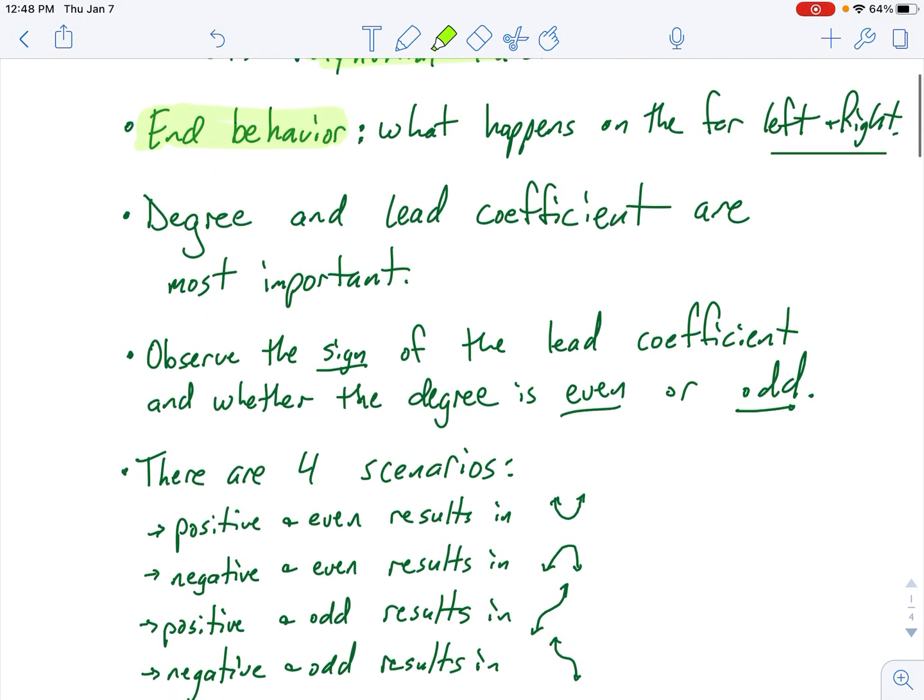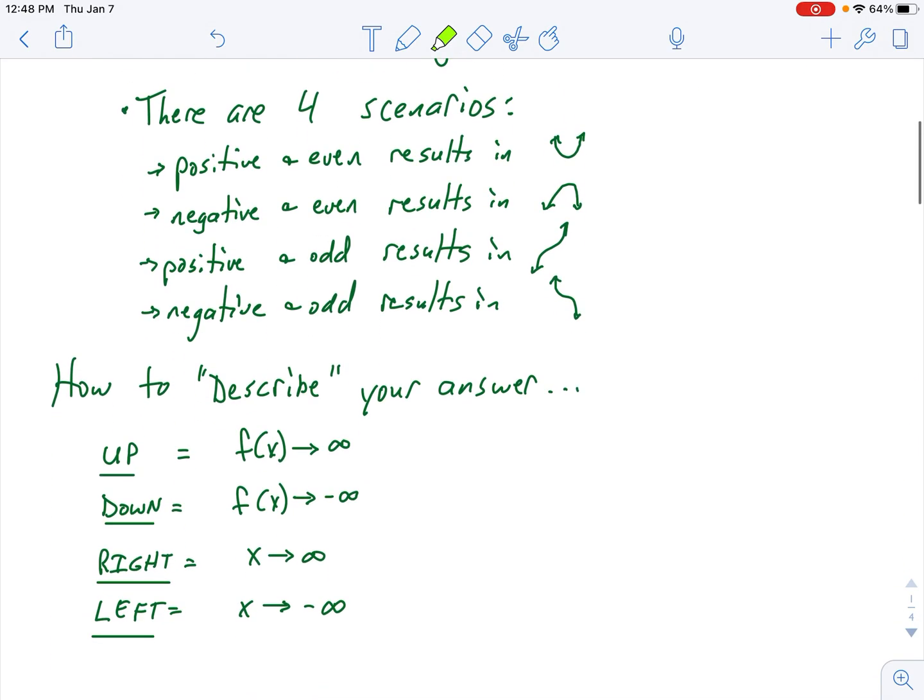Desmos can be a tool that'll help, but we're not really going to rely on Desmos for this lesson. What we are going to rely on is how to read and analyze the degree and the lead coefficient of each polynomial and understand, hopefully by the time we're done, how that affects the shape of the graph or the end behavior. So what's going to be really important is the sign of the lead coefficient, meaning whether it's positive or negative, and then whether the degree, remember degree is the power or the highest power, whether that's an even or an odd number, because that greatly affects the shape. So there are basically four scenarios here.